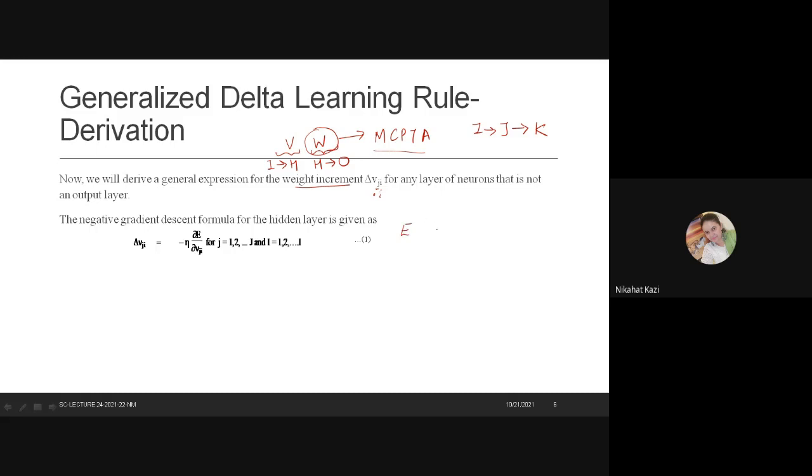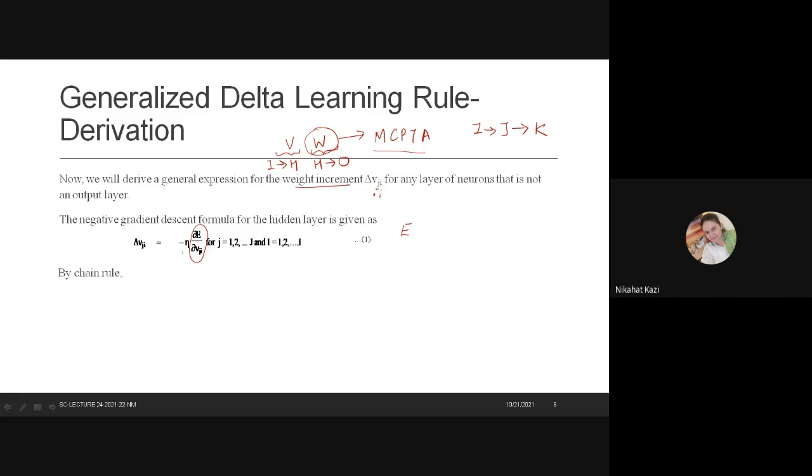The E that we are looking at is the squared error, that is half of (d minus o) the whole squared. This is the gradient descent formula, that is minus eta times dou by dou Vji of E, for all j's and i's. Now what we need to do is the derivation: we come up with an equation for this particular term.